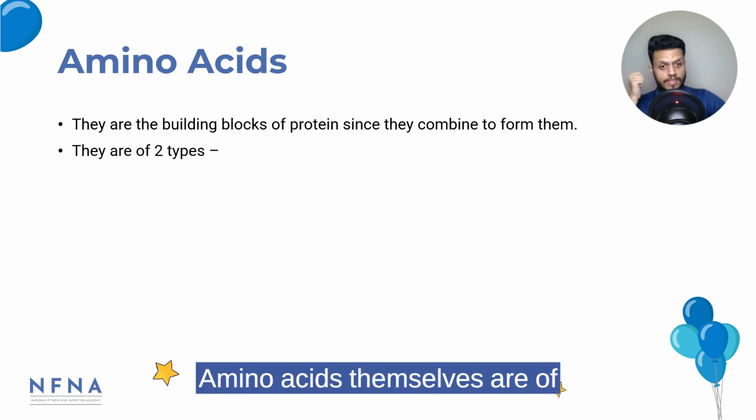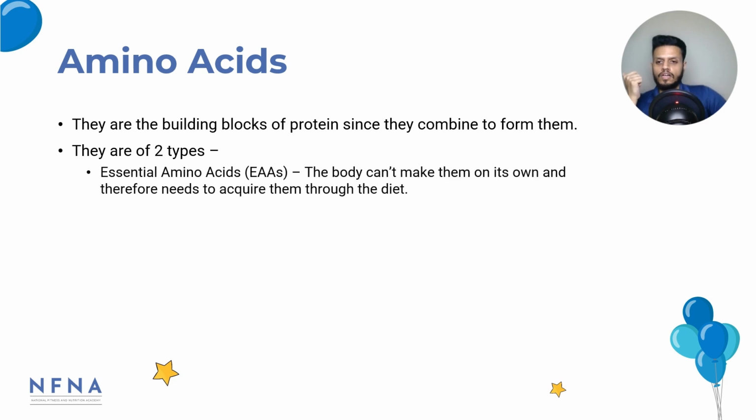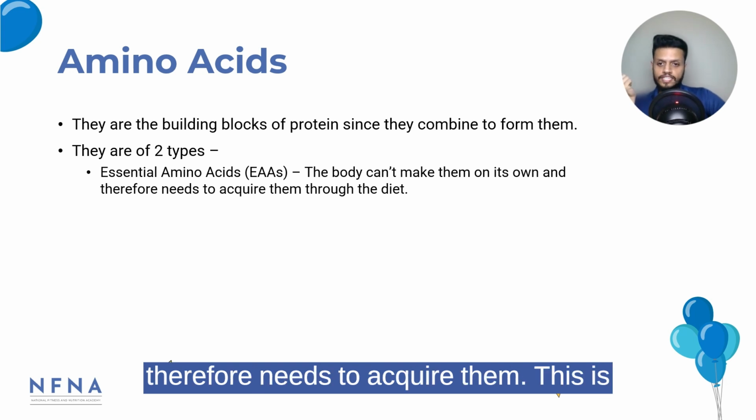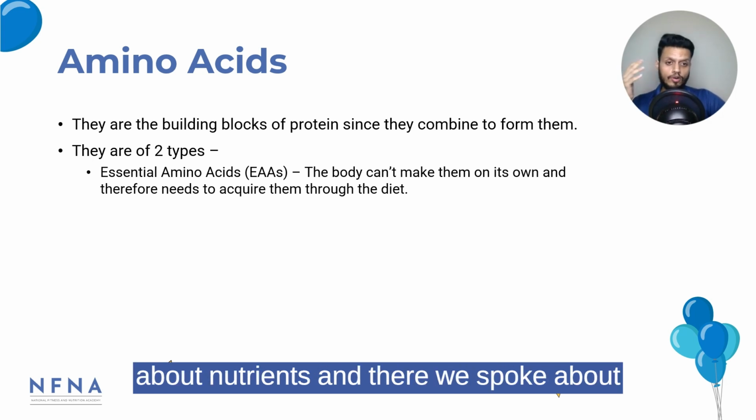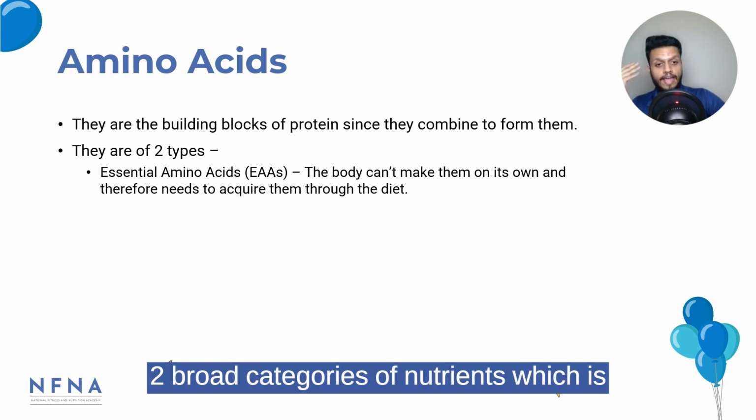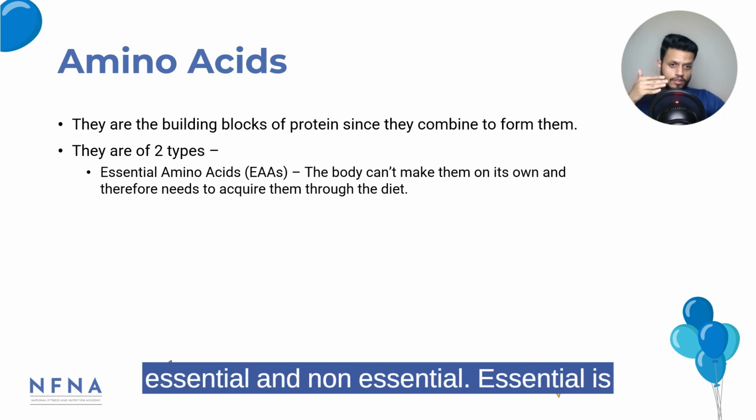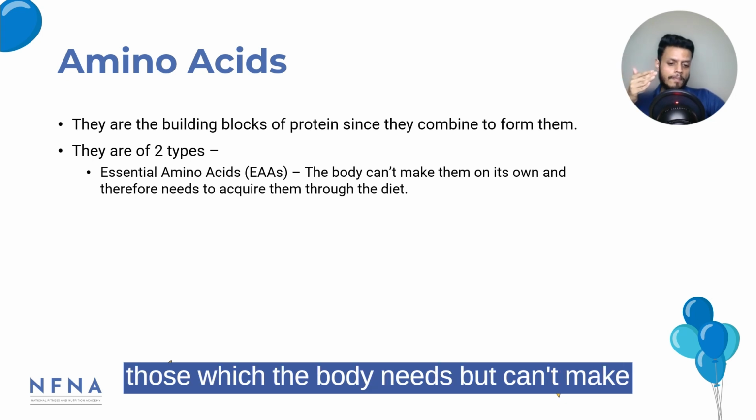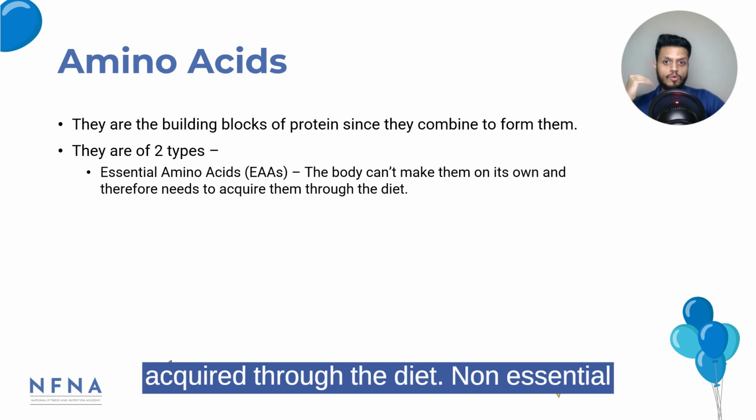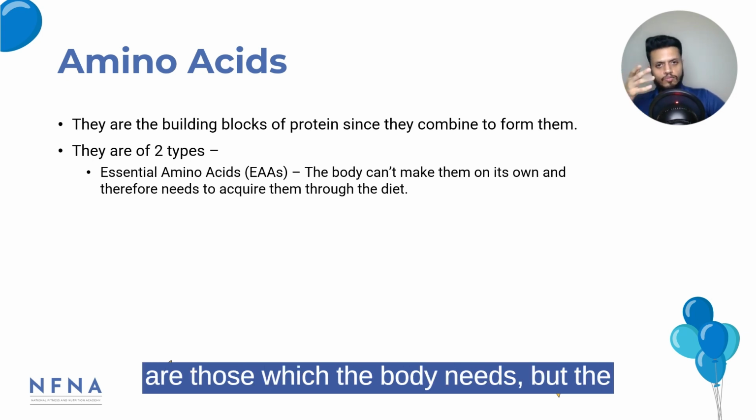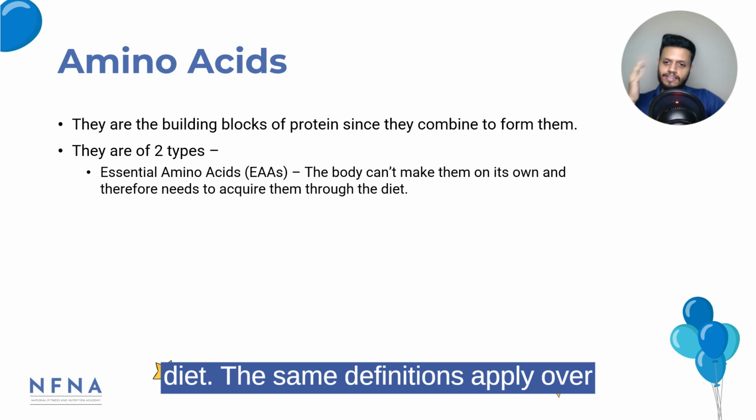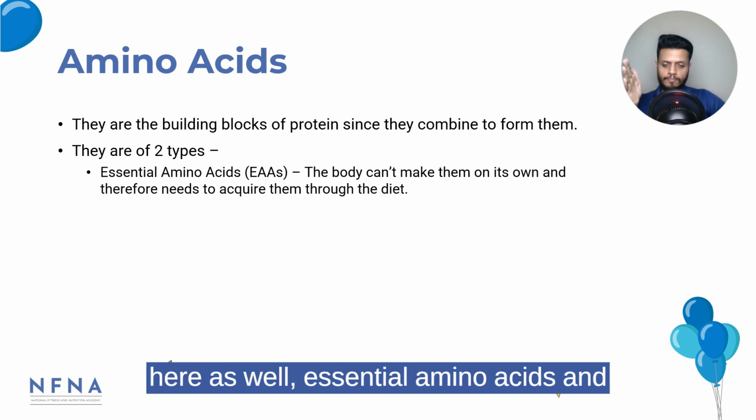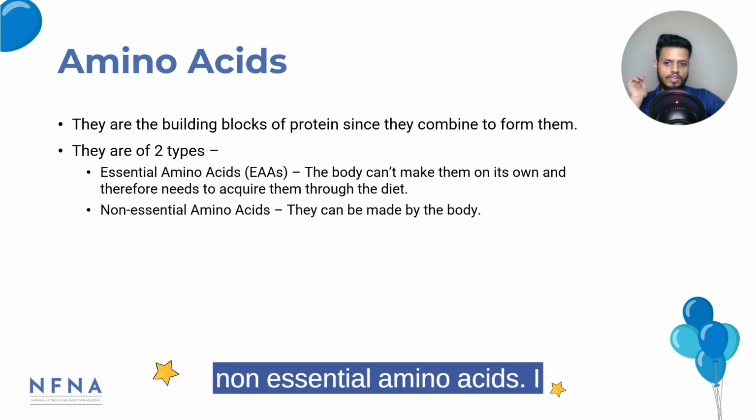Amino acids themselves are of two types. Essential amino acids, the body can't make them on its own, therefore needs to acquire them. This is the exact same thing as essential and non-essential nutrients, right? We learned about nutrients and there we spoke about two broad categories of nutrients, which is essential and non-essential. Essential is those which the body needs but can't make on its own, which is why it must be acquired through the diet. Non-essential are those which the body needs but the body can make on its own, therefore it's not necessary to acquire it from the diet. The same definitions apply over here as well. Essential amino acids and non-essential amino acids.